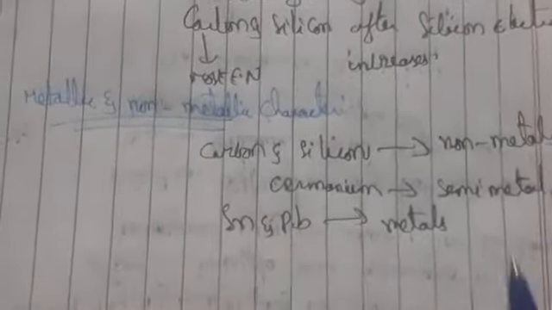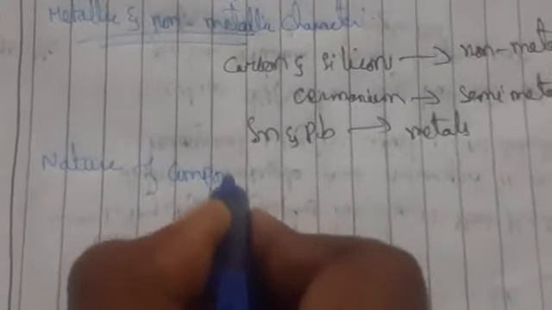Okay, so from non-metallic to what here? Metallic character, there will be a change. Whenever the atomic number is increasing, automatically the metallic character also increases. So now let us see about the nature of compounds, whether it is covalent or ionic compounds, we can discuss now.